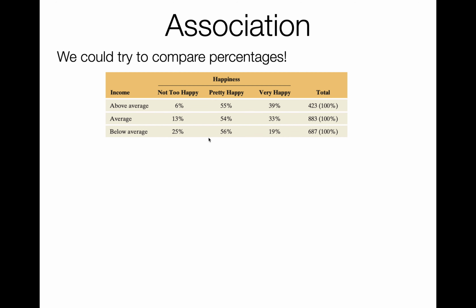You'll see that a very low percentage of people are above average and not too happy, okay? And most of them are at least on the pretty happy, very happy side, okay? But as you move down to below average, comparatively, most of them are on the not too happy, pretty happy side, with only a small amount, 19%, who are very happy and have below average income. Okay, so that's sort of how you could reason through it.